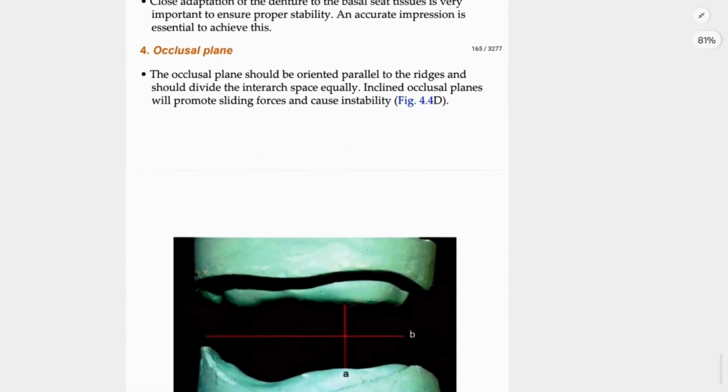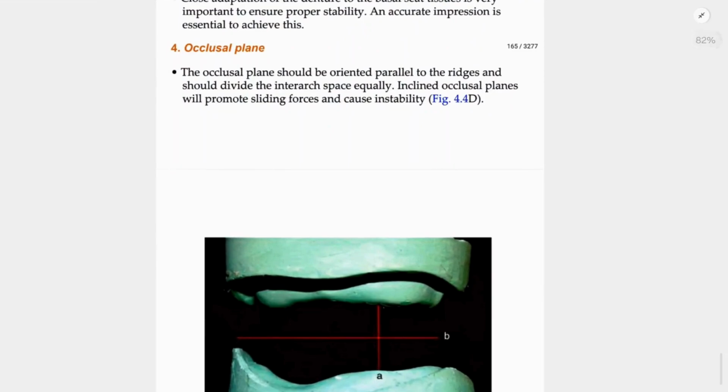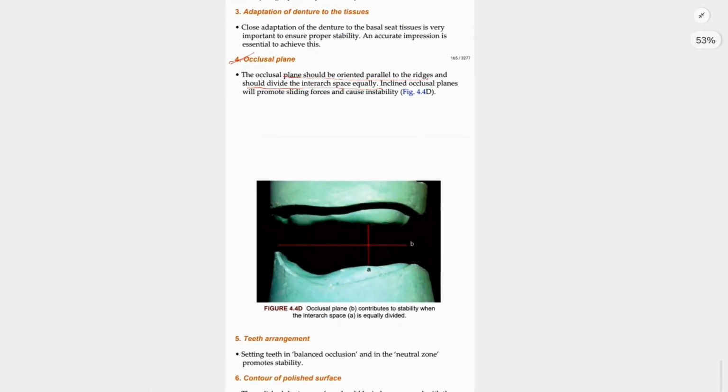Next is the occlusal plane. The occlusal plane should be oriented parallel to the ridges and should divide the interarch space equally. Important. Inclined occlusal planes will promote sliding forces. So you can draw this diagram, like make a mandibular denture, maxillary denture, and just show that it contributes to the stability, interarch stability, and it should be divided equally.